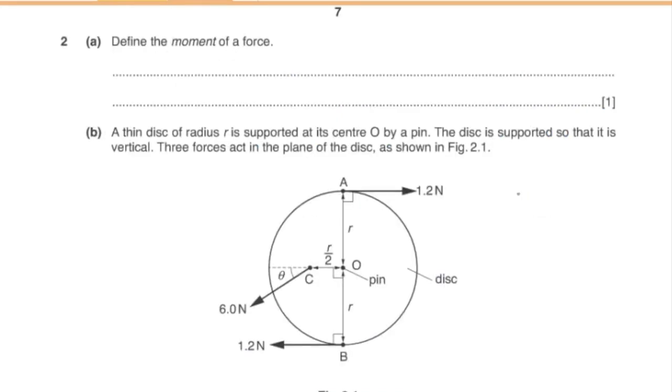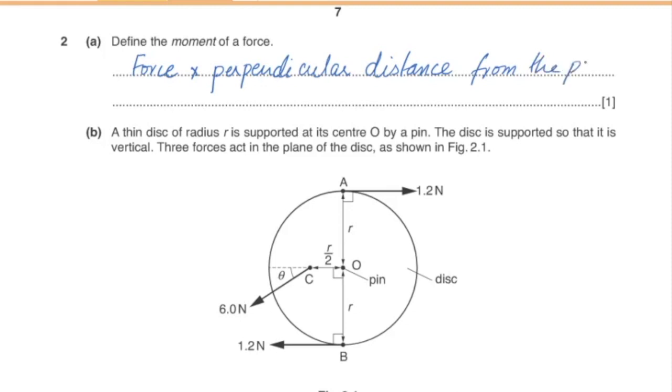Question number 2, part A, define the moment of a force. So this is force multiplied by perpendicular distance from the pivot.